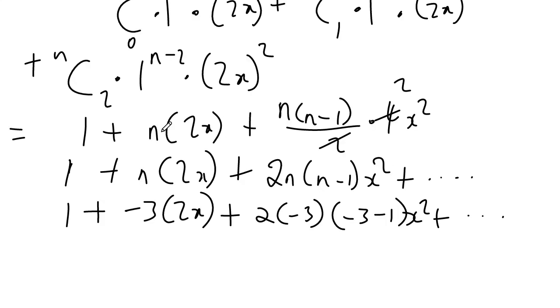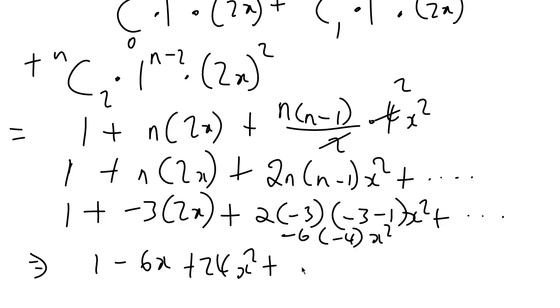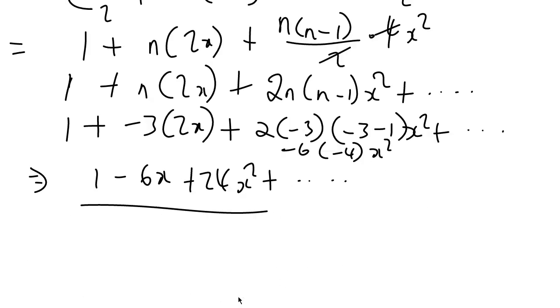Now let's simplify. Negative 3 times 2x is negative 6x. So we then have 1 plus, minus is minus, so that's negative 6x. Then 2 times negative 3 is negative 6. Agreed? Negative 3 minus 1 is negative 4, and then you have x squared. Negative 6 times negative 4 is going to give us a positive 24. And then we have 24x squared. And then these are the first 3 terms. I hope this is what you got. Right, so that's it.